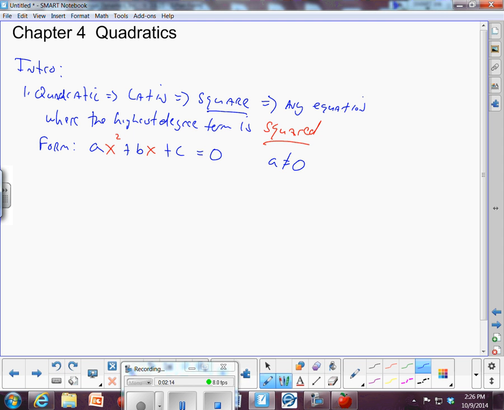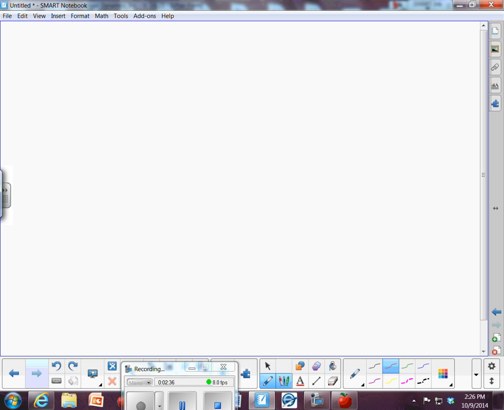So if you were to look at an example of something that's quadratic, it would look something like this: 3n squared minus 2n plus 4 equals 0. How do we know this is quadratic? Because the highest degree term is squared. Quadratics: the highest degree term is squared.